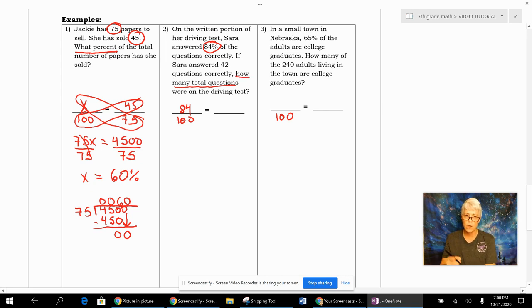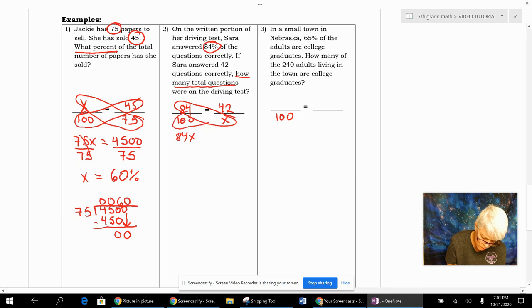So we're looking for the total. So we must have the part. So I'm going to put the part on top. I'm going to put the X on the bottom. I'm going to cross multiply 84X. I'm going to cross multiply 4, 2, and then I'm just going to add those 2 zeros. Yes, it's that easy. I'm going to divide both sides by 84.